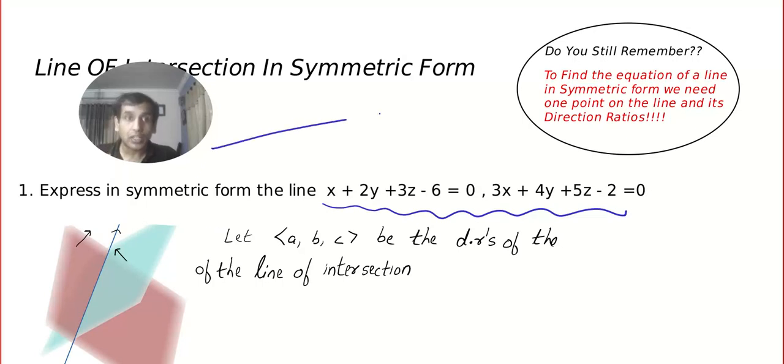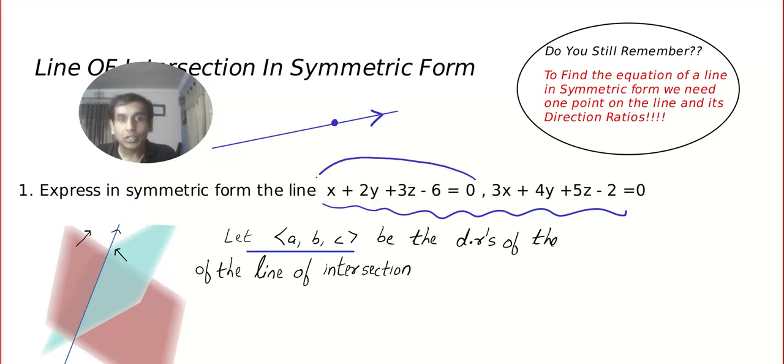Come on. What are the two things required to find the equation of a line? Yeah. One point on the line and the direction of the line. So first we'll find the direction. So I'm going to assume let A, B, C be the direction of the line. Come on. By looking at the equation of a plane, how do you write the direction of the normal? Very simple. So plane 1, let's imagine the red color plane has direction 1, 2, 3.